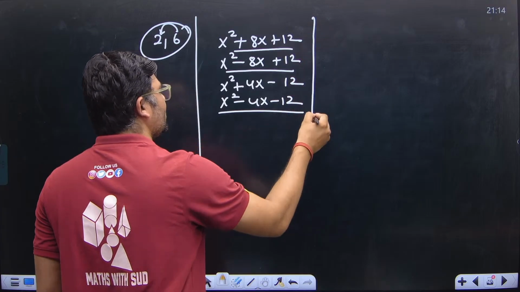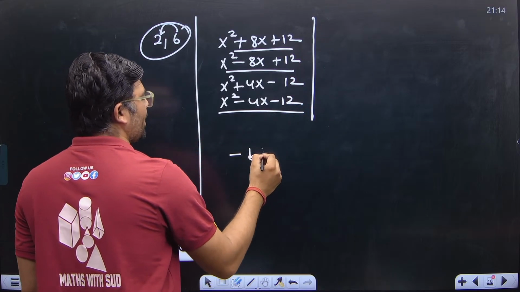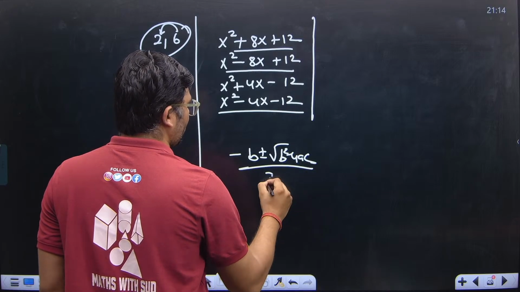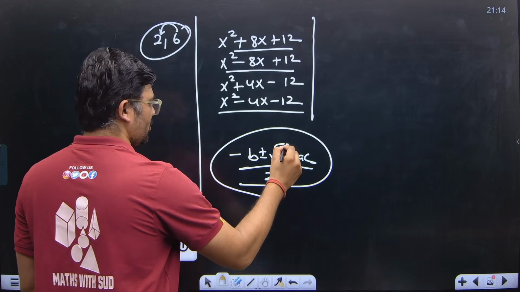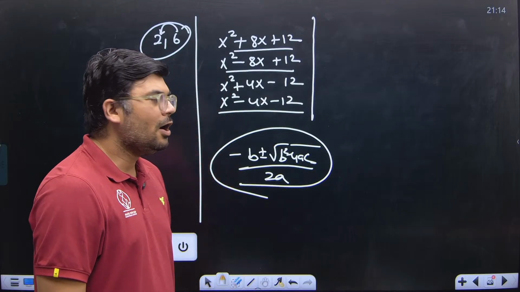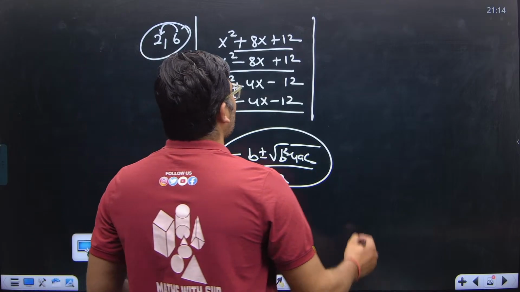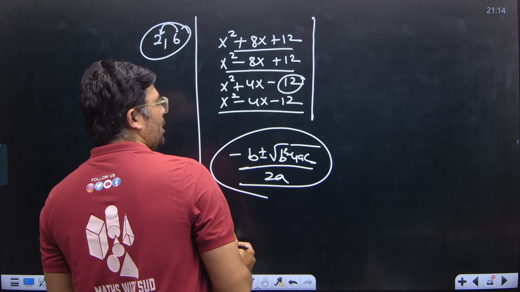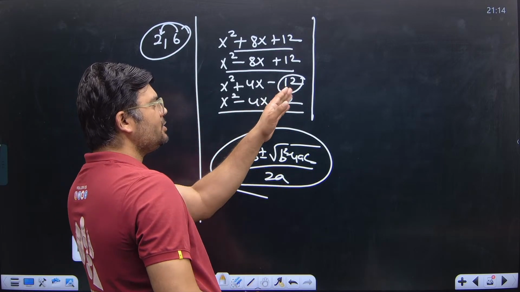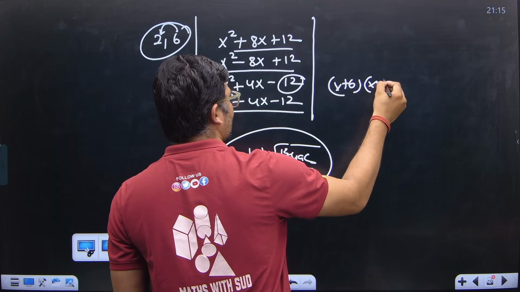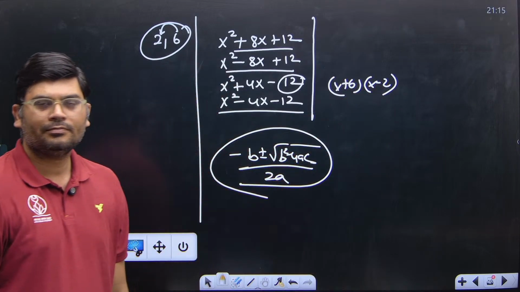So you will be given this, but you have the formula minus b plus minus under root b square minus 4ac upon 2a, right? Yeah. But you can do this by splitting the middle term as well. So how to do the middle term? You have to think of two numbers whose multiplication is 12 and subtraction is 4. So the answer is 6 and 2. So immediately you can find these are x plus 6 and x minus 2. Are you getting it? Yes, sir.